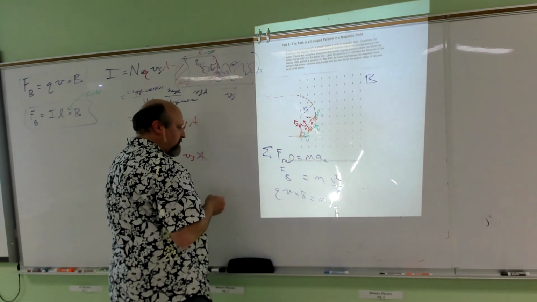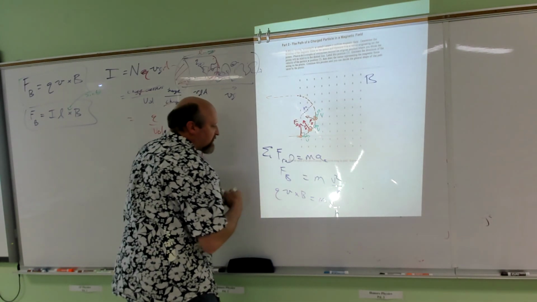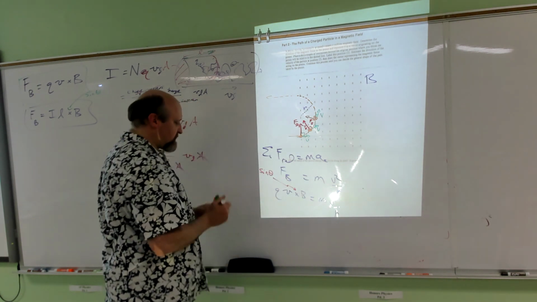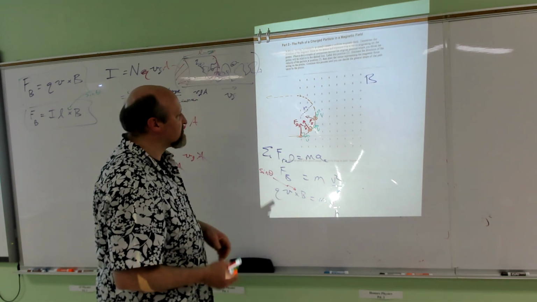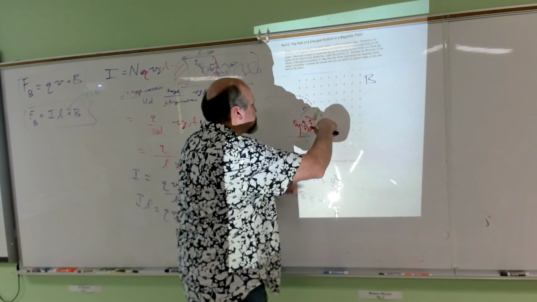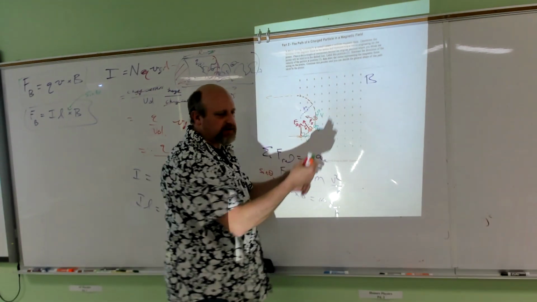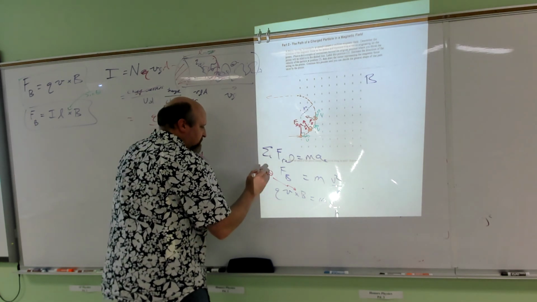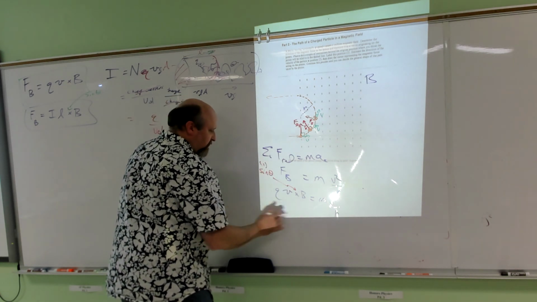Okay. Now, the cross there has a sine theta involved, right? In this case, what's the angle between the velocity and the field lines? Well, the field lines are going into the page. Our velocity is in the plane of the page. That's going to be at a right angle to each other. So that's just sine of 90, which is just 1 in this case. So we're not worried about that cross.